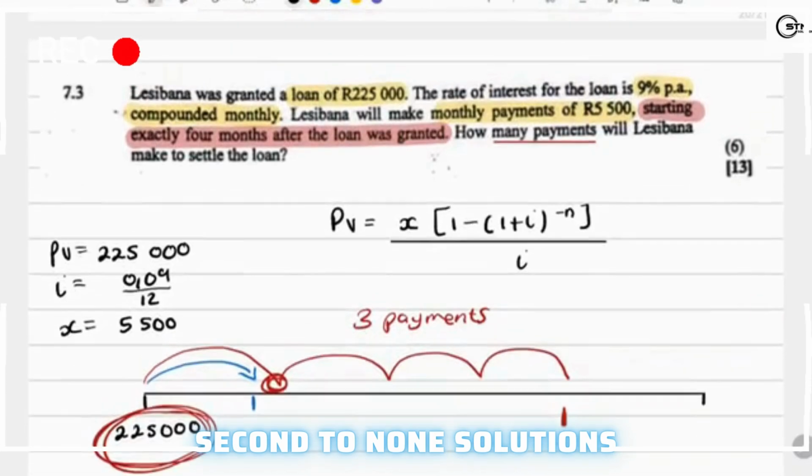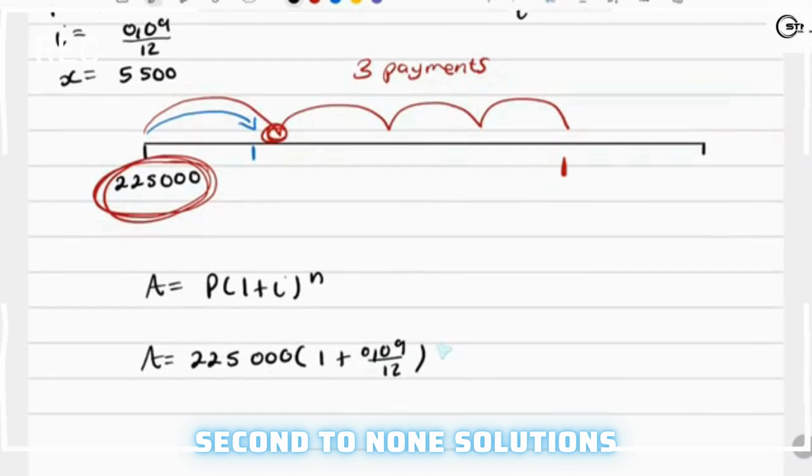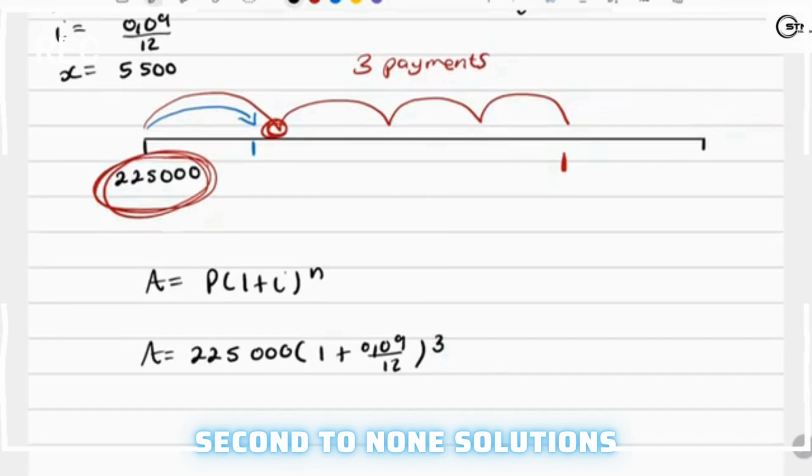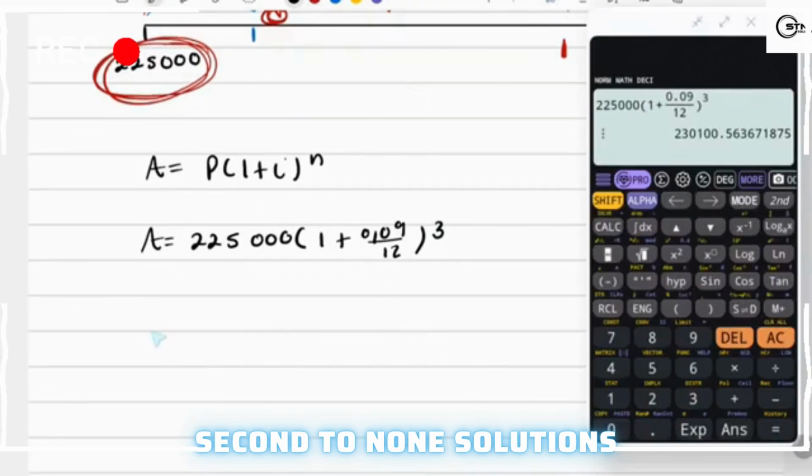And so what we're going to have is 1 plus our interest, 0.09 over 12, raised to the power of 3. And I have to say times 12 because it's already in months. Okay, so let's go ahead and see what that gives us. This is the amount that we get.